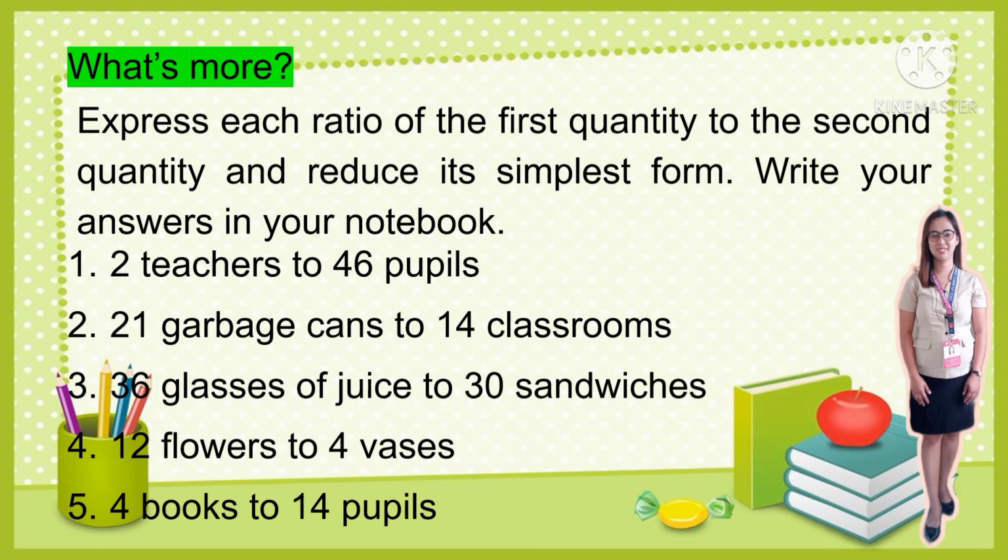What's more, express each ratio of the first quantity to the second quantity and reduce it to simplest form. Write your answer in your notebook. You can pause this video to copy and answer the given activity. For number 1, 2 teachers to 46 pupils. Number 2, 21 garbage cans to 14 classrooms. Number 3, 36 glasses of juice to 30 sandwiches. Number 4, 12 flowers to 4 vases. And number 5, 4 books to 14 pupils.